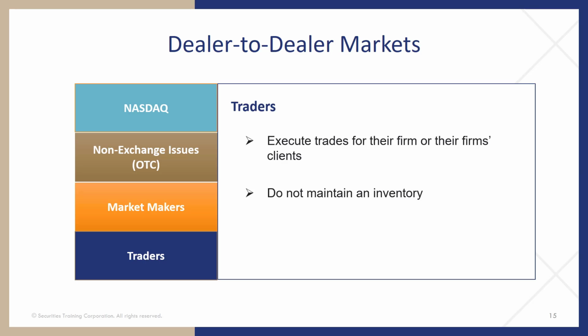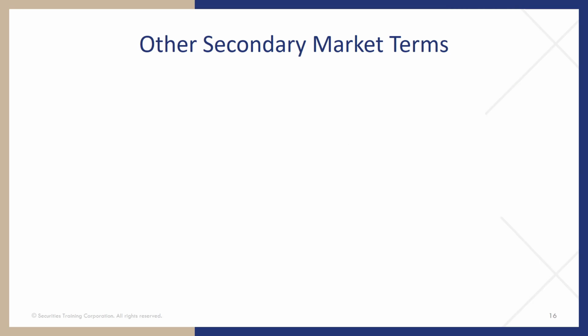Sometimes people ask, why would a firm make a market in a security? Well, the best answer is, if the firm knew their clients always wanted to buy or sell those securities, that would be one reason, among others, they would make a market in that security. Lastly on this section, let's just define a couple of other secondary market terms. These are simply definitional terms.